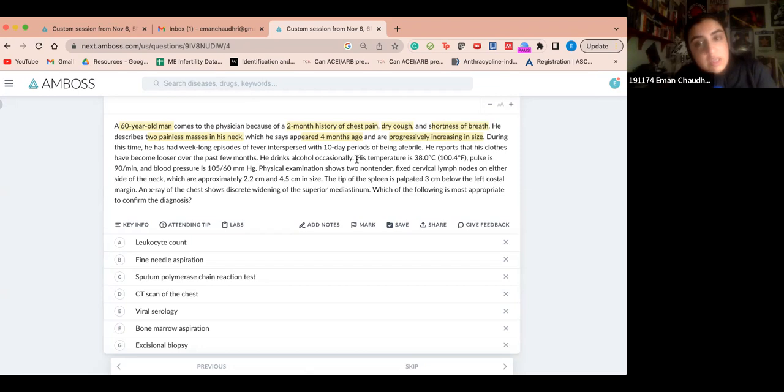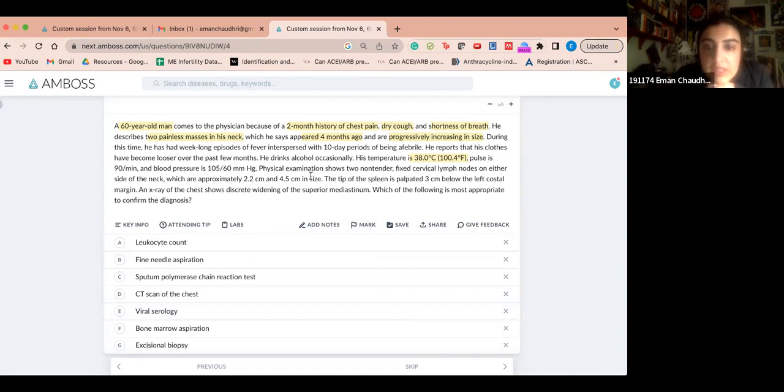He drinks alcohol occasionally. His temperature is 38, pulse is 90, BP is 105/60, nothing out of the norm, except his temperature. It's high, right? Fever is very important. It's part of your B symptoms, AKA your constitutional symptoms. Your constitutional symptoms are fever, drenching night sweats, and weight loss, okay? Drenching is a very important word, by the way. Some people can be sweating at night just because it's hot in their room, but you have to ask them, are you basically soaked when you're up in the morning? Or if you wake up in the middle of the night, are you soaked?